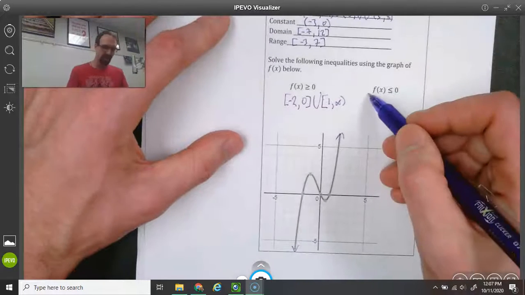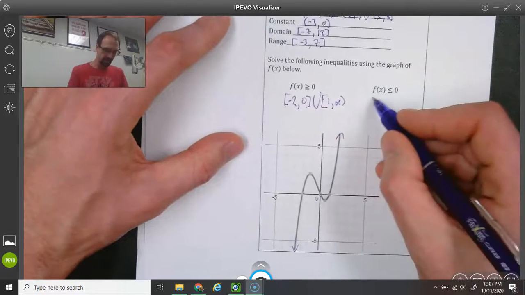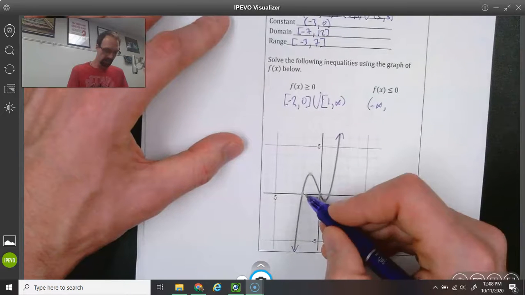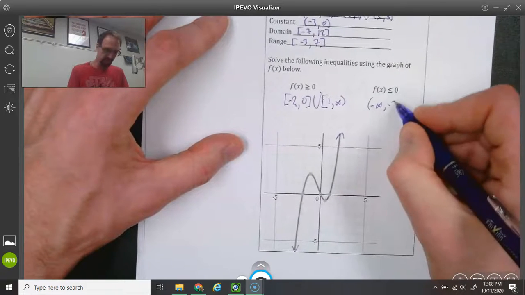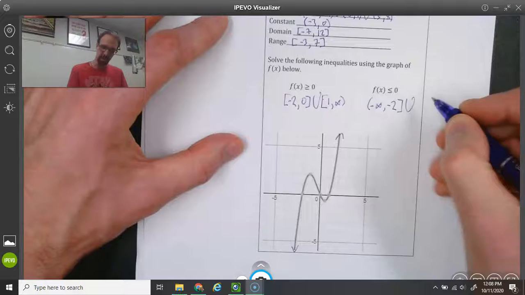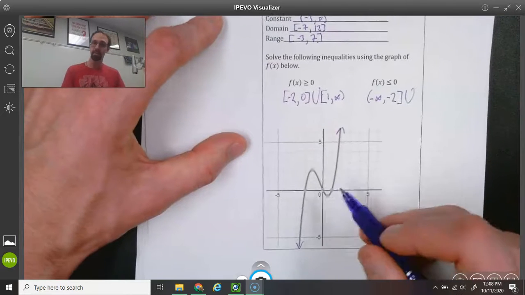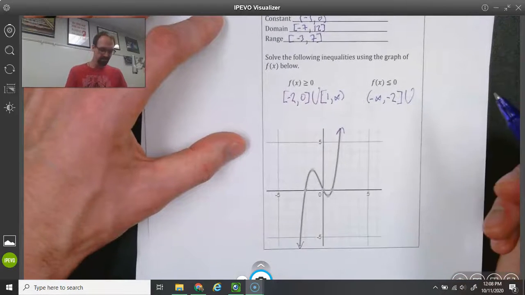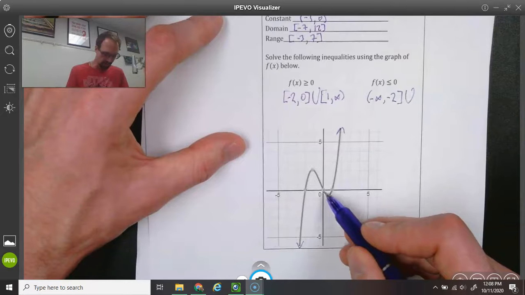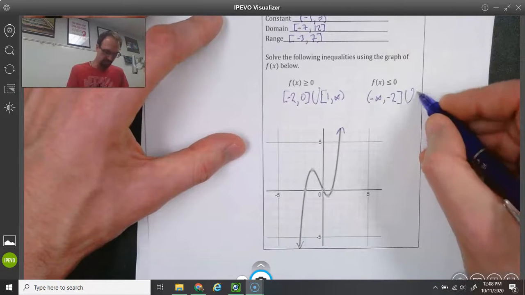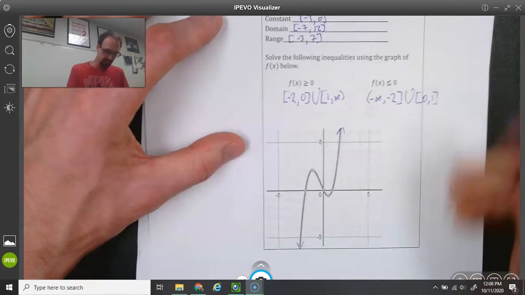When is f of x less than or equal to 0? Well, from here, I'm going to have from negative infinity all the way to negative 2, also including it, because again, we're talking about when it's also equal to 0, union, and then it's also from 0 to 1. So we're going to have from 0 to 1 inclusive.